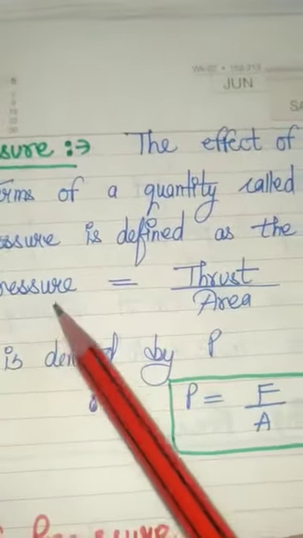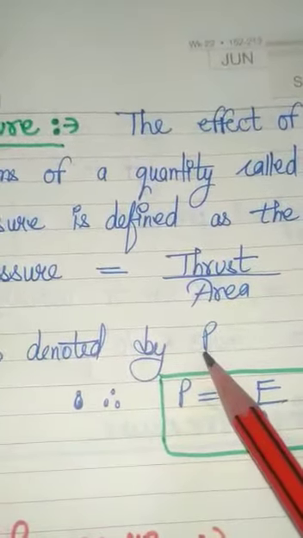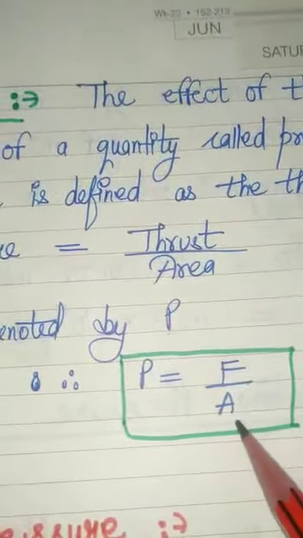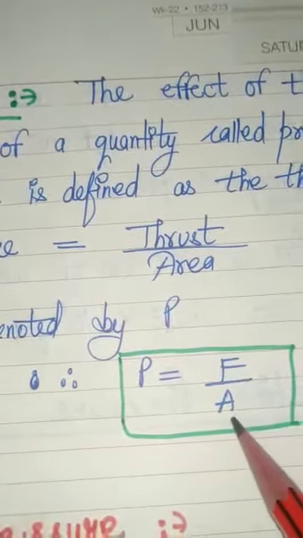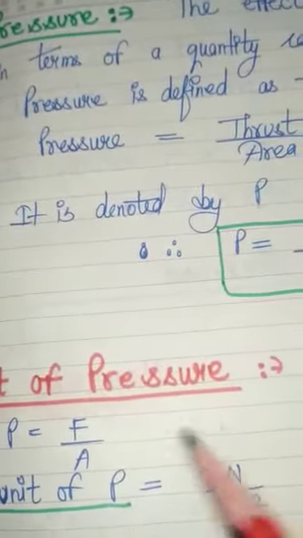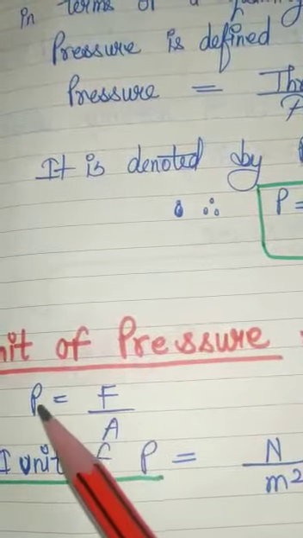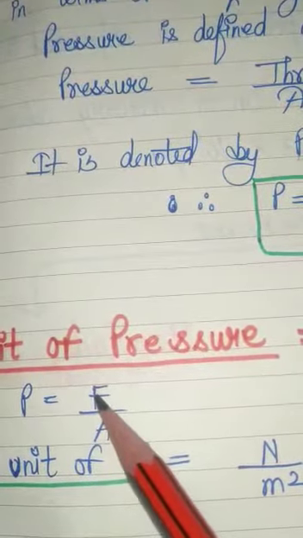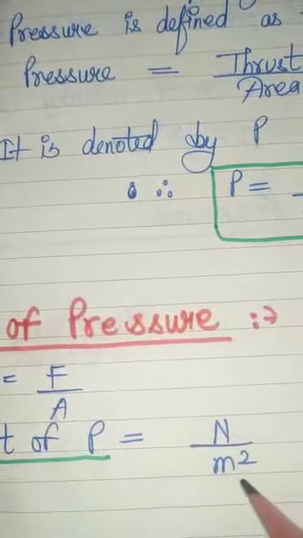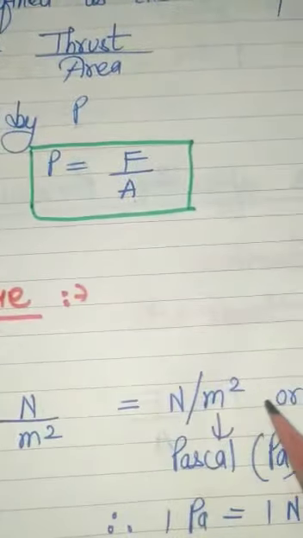So pressure is equal to thrust upon area and it is denoted by capital P. Okay, so we can say that P is equal to F upon A, where F is the force applied and A is the area. Now the SI unit of pressure: we know that pressure is equal to force upon area, and the SI unit of force is Newton and the SI unit of area is meter square. So the SI unit of pressure will be Newton per meter square.